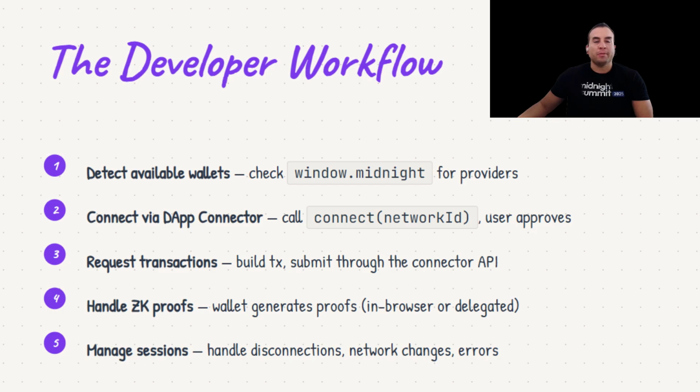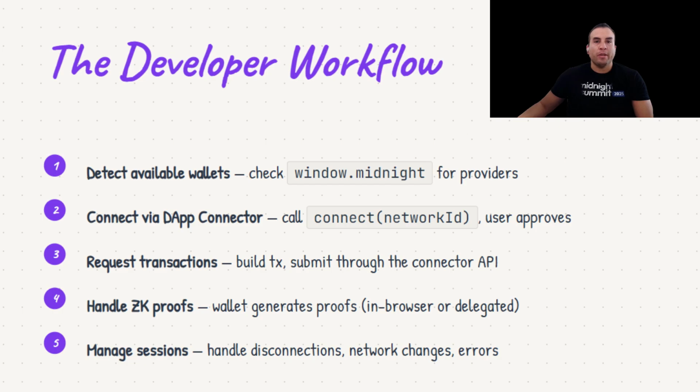5 steps. Step 1. Detect available wallets. Check window.midnight for providers. Step 2. Connect via the DApp connector. Call connect with a network ID. The user approves in a pop-up.